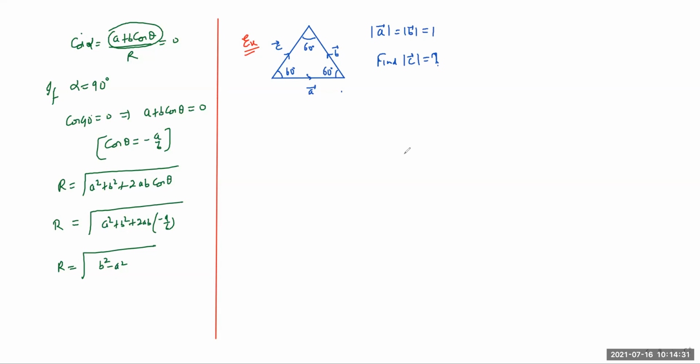Sir, it is under root A square plus B square plus AB. The length is given as 1 now. So tell me the answer. Sir, root 1 plus 1 plus 1. Okay. Yeah.